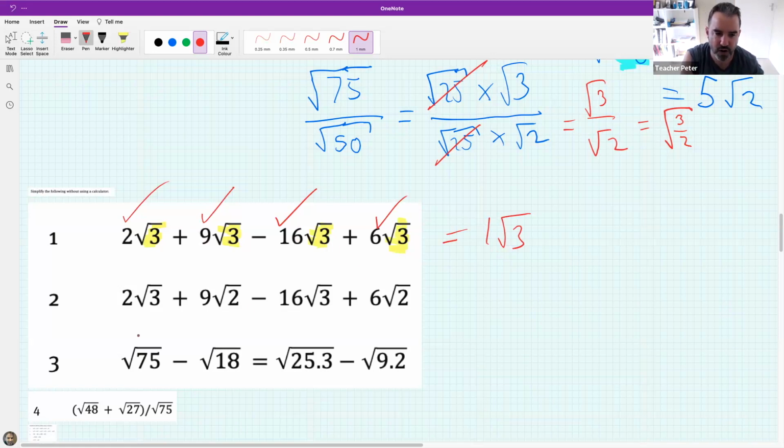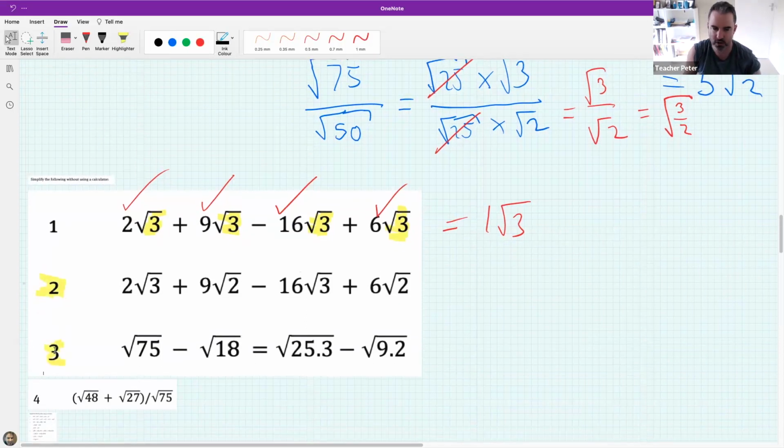Now, I want you to try and do number 2 and try and do number 3 by yourself and see if you can simplify those surds using what you have learned about surds so far today.